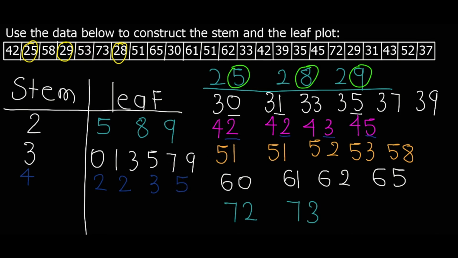And then let's see the one that follows. So the one that follows is 60-something, I write 6, and then there are 0, there is 1, there are 2, and then there is 5. And then the last one, it's 70-something, and then I write 7, and then I write 2, and then I write 3. So we have represented this information on the stem and leaf plot.